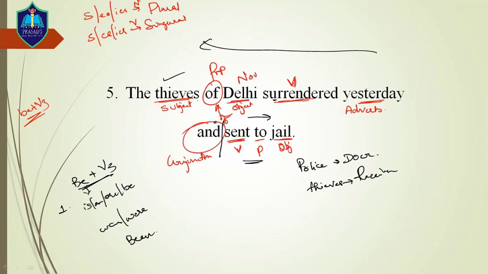So the thieves of Delhi surrendered yesterday. So it is talking about the past. So was or were can be added to make the statement passive. But which one to add? The next rule is we have to check whether it is singular or plural. Thieves is plural and hence we are adding were over here. So the thieves of Delhi surrendered yesterday and were sent to jail. So this is the proper correction. So we are done till here.